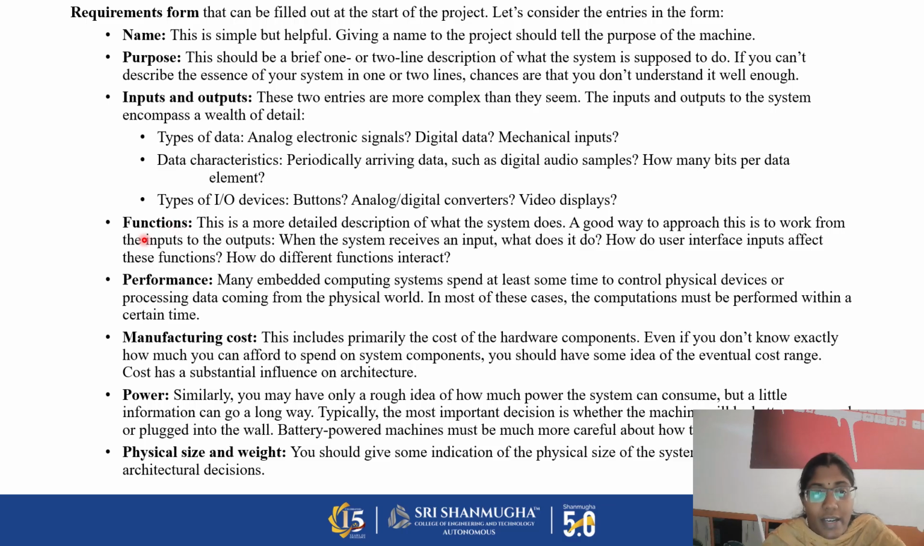So the next one, functions. This is a more detailed description of what the system does. Here you can give a one or two line description of what the system is supposed to do, that is the purpose. But the function is a more detailed description of what the system does. A good way to approach this is to work from the inputs and outputs. When the system receives an input, what does it do? How do user interface inputs affect these functions? How do different functions interact? All these things will be mentioned here in the function.